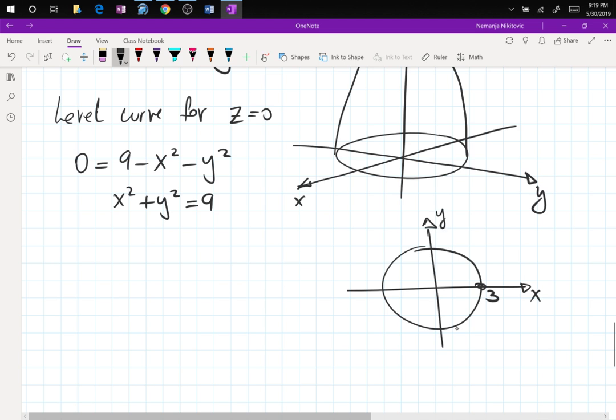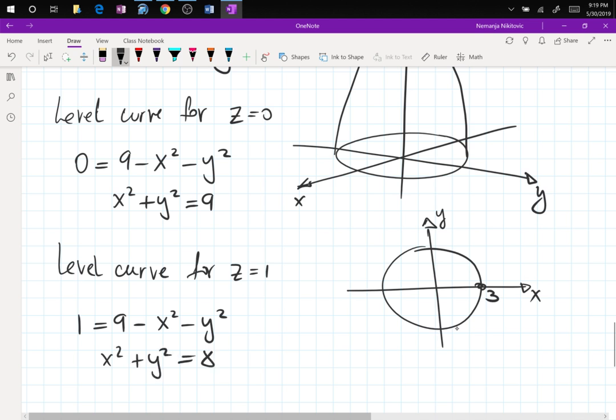And then I can say, okay, so what's the level curve for z equals 1? Well, you plug in 1 equals 9 minus x squared minus y squared, and you get x squared plus y squared equals 8. You get another circle that goes through square root of 8, because your radius now is square root of 8.